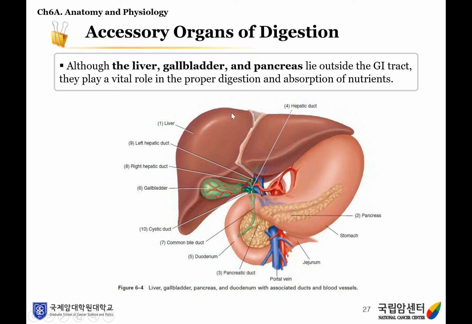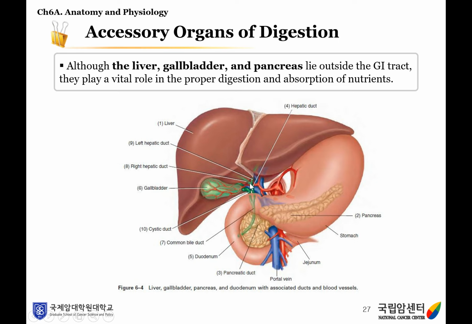Number 1, this is the liver. And number 6, this is the gallbladder. And from the liver, you can see several ducts. They are called the left hepatic duct from the left, and the right hepatic duct from the right of the liver.